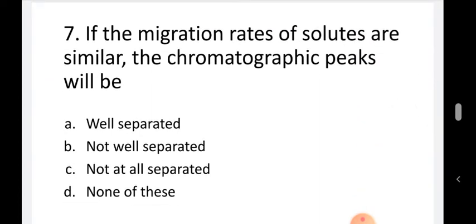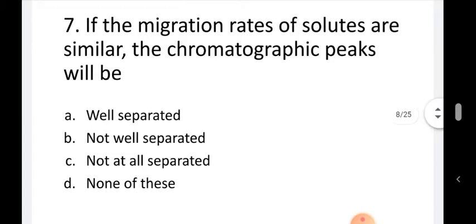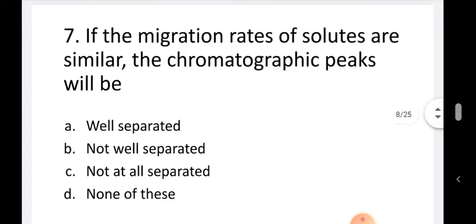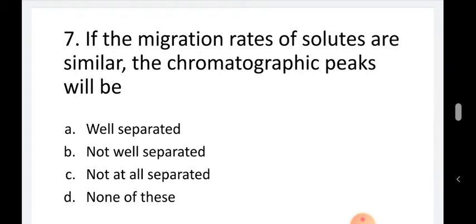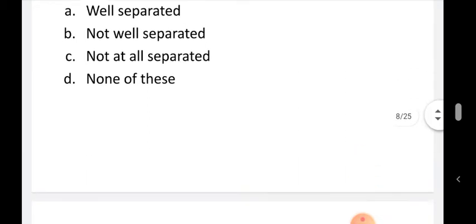If the migration rates of solutes are similar, the chromatographic peaks will be well separated, not well separated, not at all separated, none of this. And the answer to this is B, not well separated. If the migration rates are similar, the separation will be there, but it will not be well separated. If the migration rates are the same, then they are not at all separated. If the migration rates are largely different, they are well separated. Here the migration rates are similar, so the answer is not well separated, B.